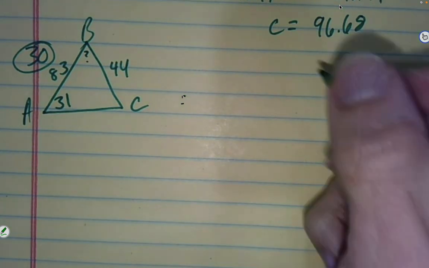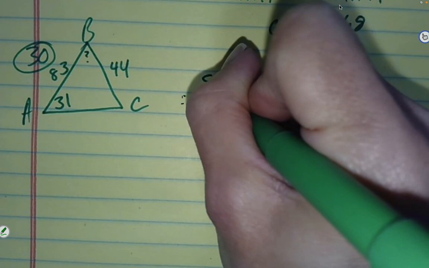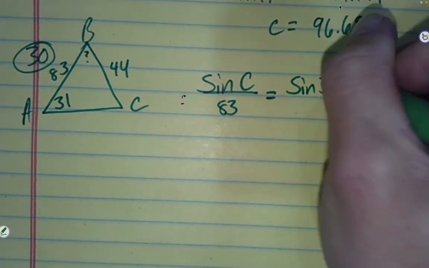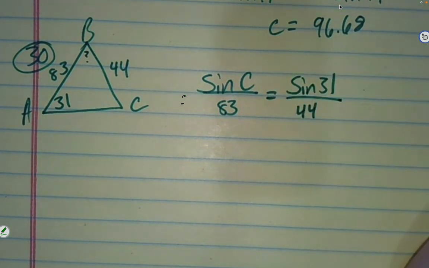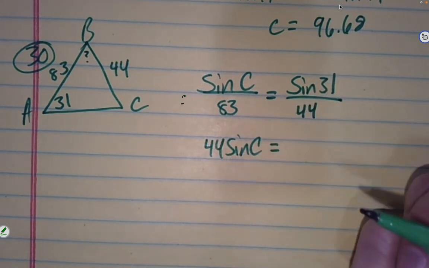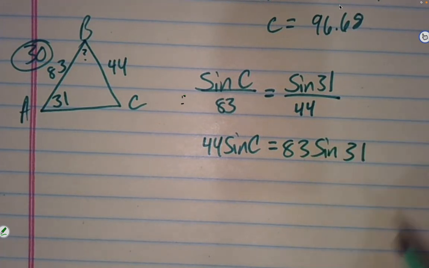So let me just start with C. I'm going to find C. What does it go with? 83 is across from it. Then I've got the sine of A, 31. What does it go with? 44 is across from it. And then we cross multiply. So 44 goes with my sine C. 83 goes with my sine of 31.